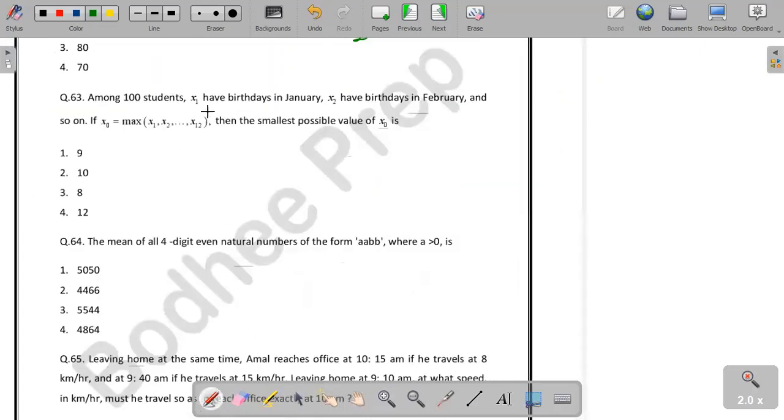Among 100 students, X1 have birthdays in January, X2 have birthdays in February, and so on, and this is the max. What is the smallest possible value of X naught? The smallest possible value of X naught.